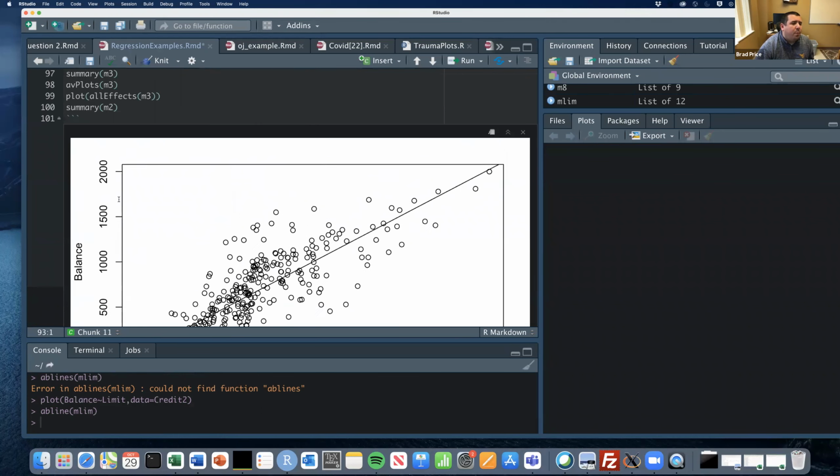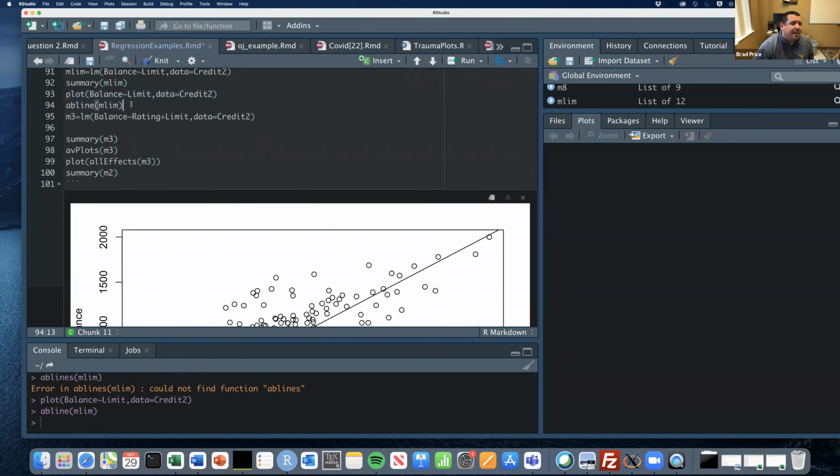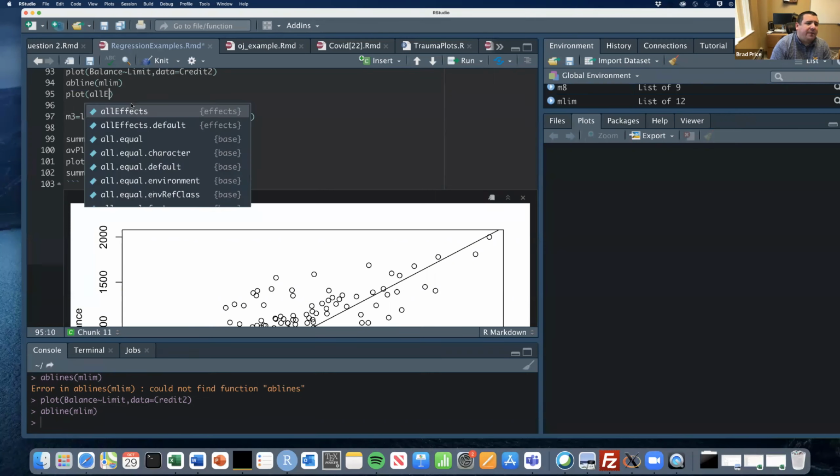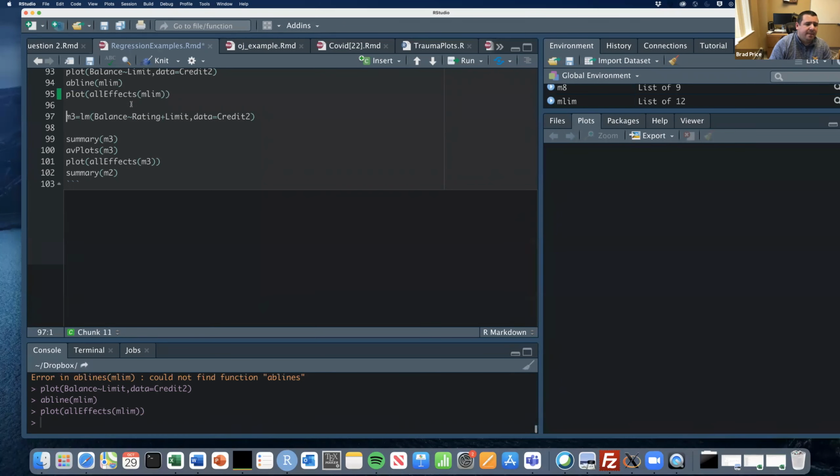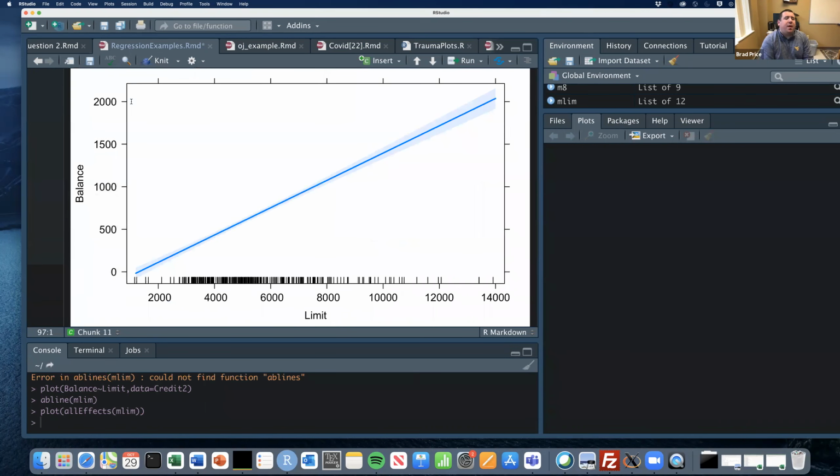We also have one more plot that we can use, and we talked a little bit about this last time. I have something called an effect plot. What I can do is run plot allEffects, mlim. And what this is going to do is show me that same plot, but it's going to say, as I change limit, how does it affect balance? Since I only have one predictor in this model, those are the same plots, right? This plot becomes very useful when we move to a multiple linear regression perspective. All this is saying, look, here's the line and here's the confidence interval around balance.